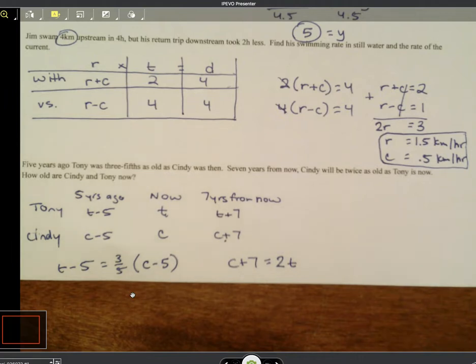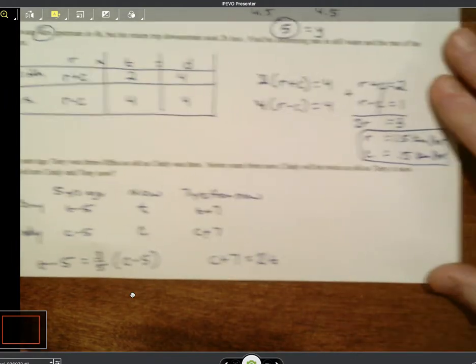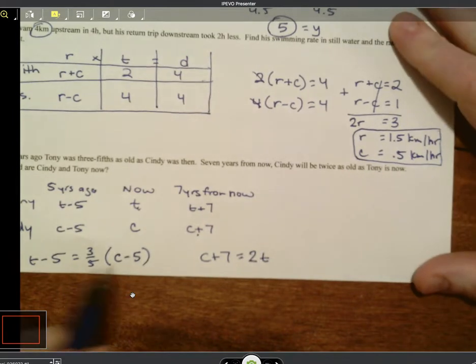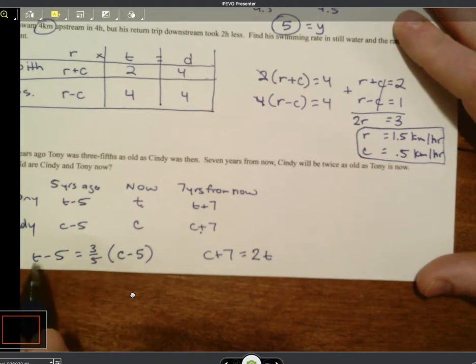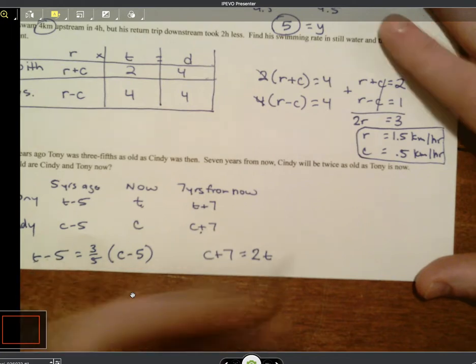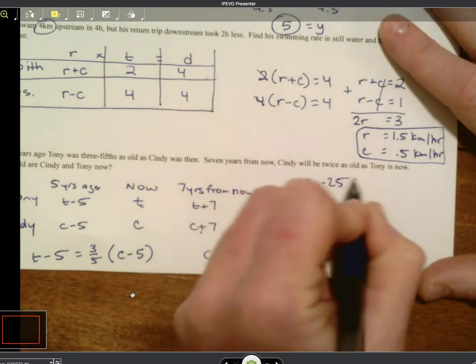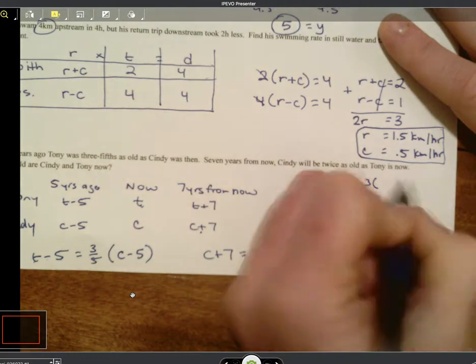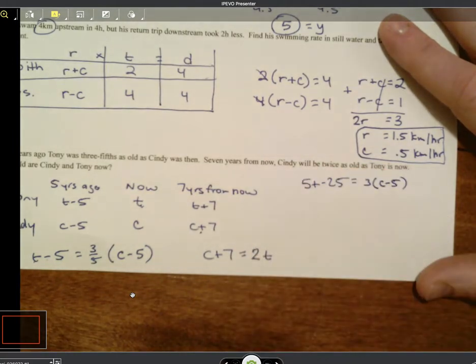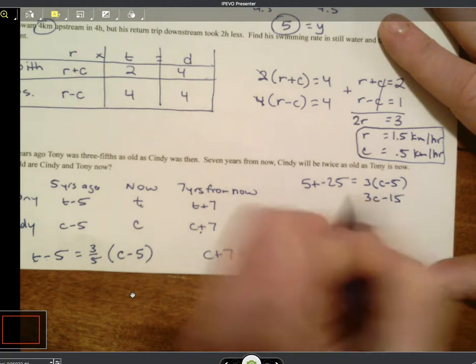So now I need to go through and solve this. So this one's going to be a little tricky. I do not like fractions, although this fraction's not going to be that bad. I can go ahead and multiply this out, right? I don't want to do that. I'm going to multiply this by 5 to get rid of the 3/5. And then if I multiply this by 5, right, let's multiply this through by 5. I get 5t minus 25. If I multiply this by 5, that will go away, and I'm left with 3 times c minus 5. So this becomes 3c minus 15.